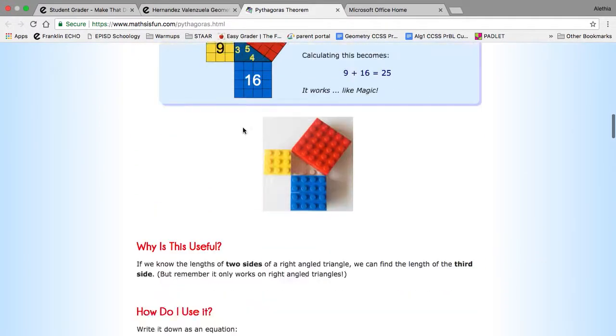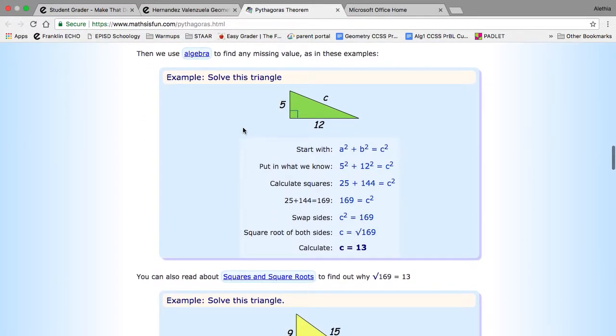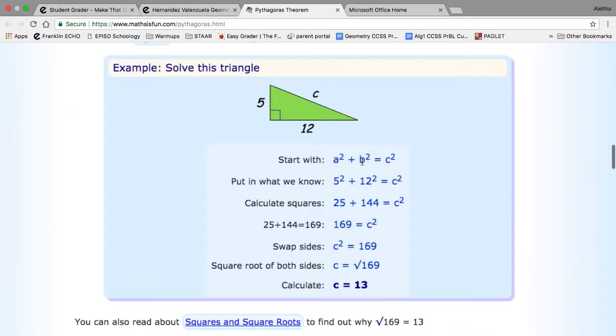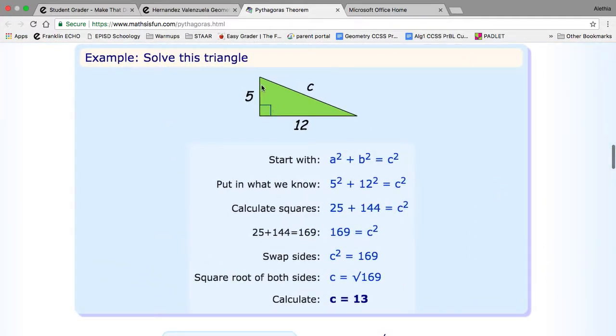Now, I want to go over these two examples. Okay, so like for this one, basically if I was to draw a square here, a 5 by 5 square, I would have an area of 25. That's what the formula is saying here. So I just literally get these numbers and I put it into the equation. So I'm going to get the 5 and I'm going to say, okay, 5 squared, plus the 12 squared, and then that's going to equal the third side squared.